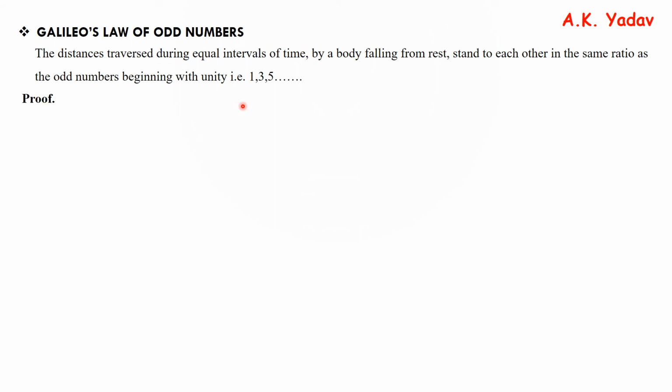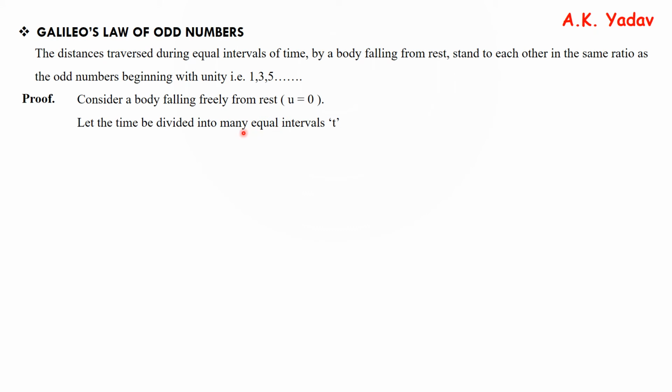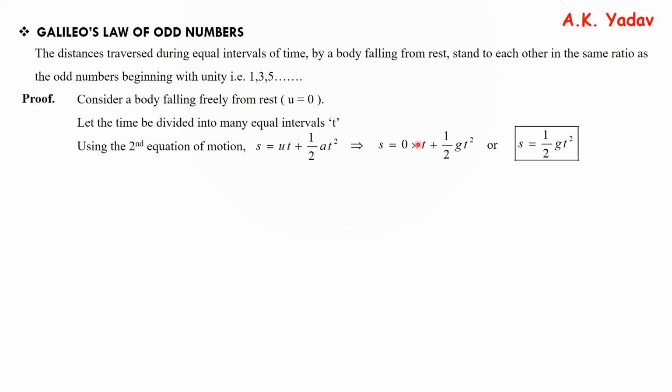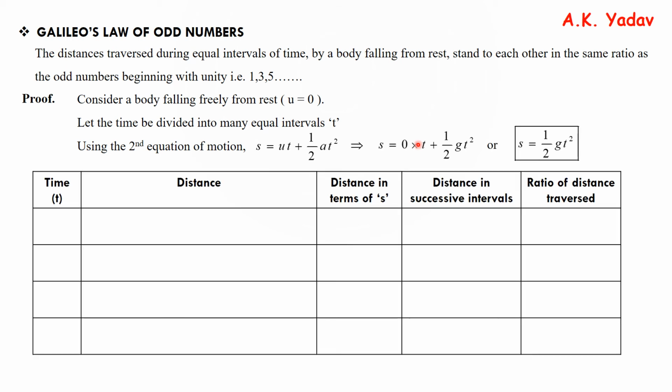So let us consider a body falling freely from rest, that is u equals 0, and let the time be divided into many equal intervals of t each. Let us use the second equation of motion, which is s equals ut plus half at square. u is 0, so we get s equals half gt square. Now let us tabulate. When time is 0, distance is 0. When time is t, it is half gt square, which is equal to s.